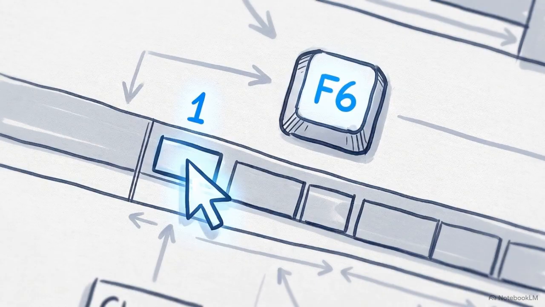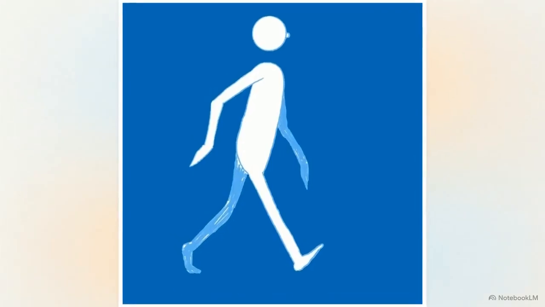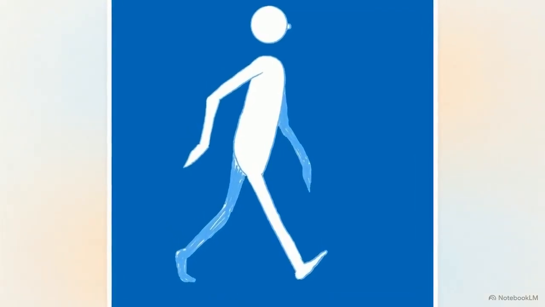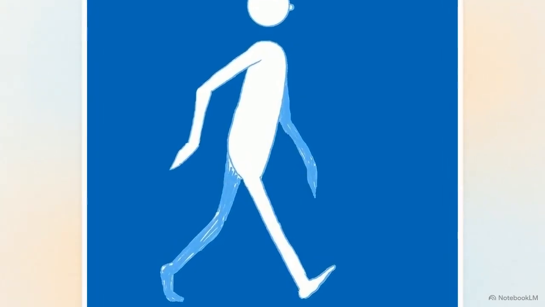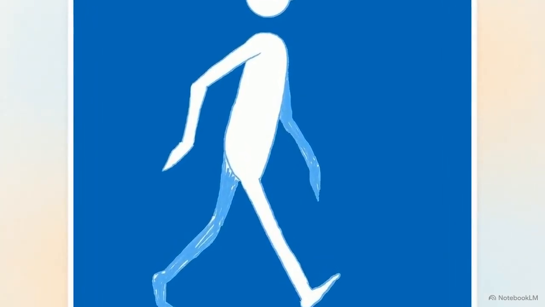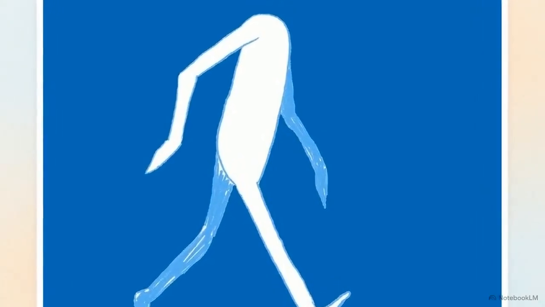Now we sequence the poses. Select frame 1 on your timeline and press F6 to insert a keyframe. This is our starting point, known as the contact pose. Look at this white silhouette for the contact pose. This is the moment of maximum extension. Drag one leg fully forward and the back leg entirely behind. The arms must swing in direct opposition to the legs so the character won't look stiff.